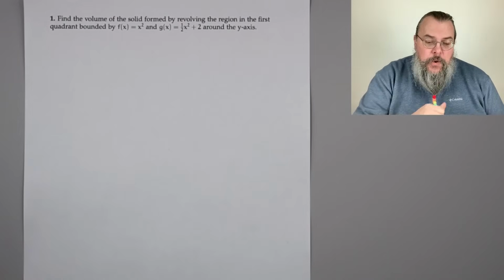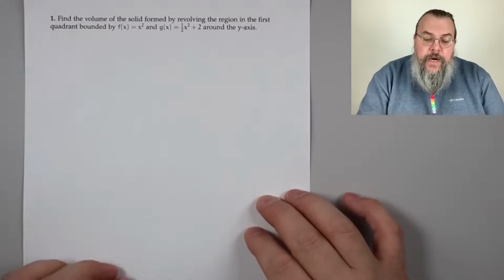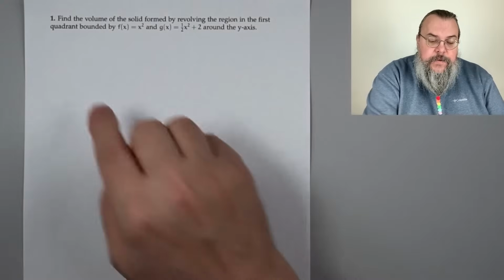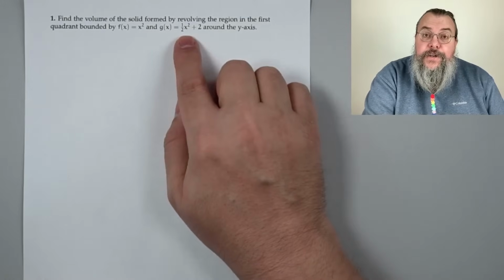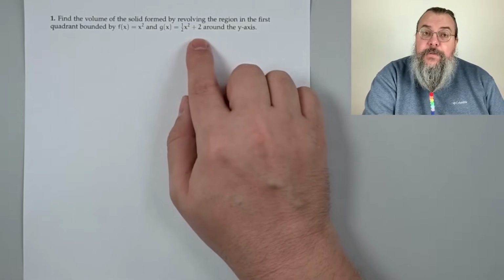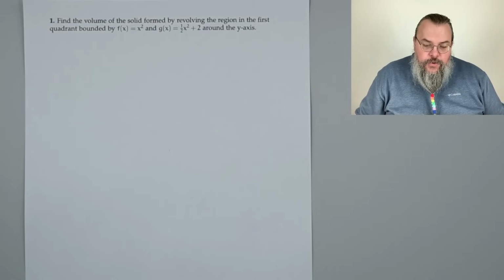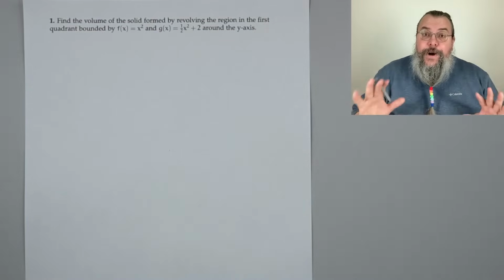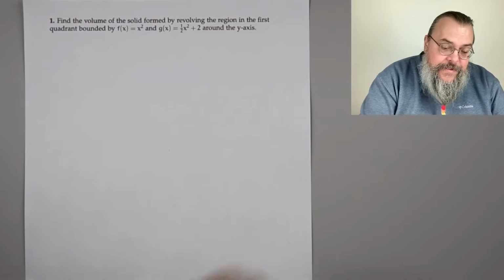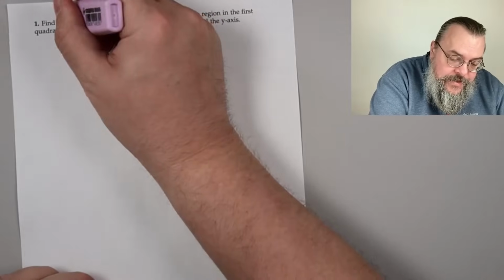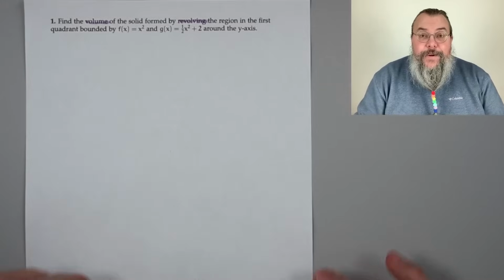Number 1, we want to find the volume of a solid formed by revolving the region in the first quadrant, bounded by f of x equals x squared and g of x equals a half x squared plus 2 around the y-axis. Okay, cool. Well, we know it's volume of revolution because we see words, right? The words that we see, volume and revolving, that tells us volume of revolution.